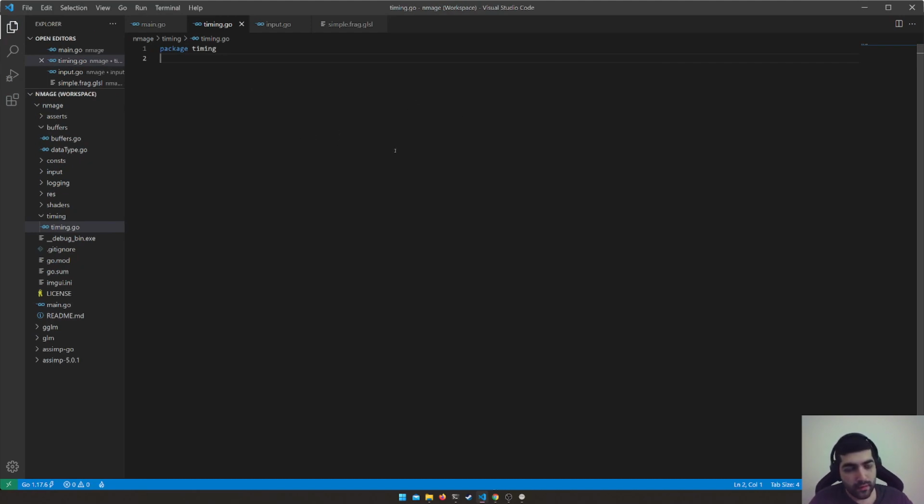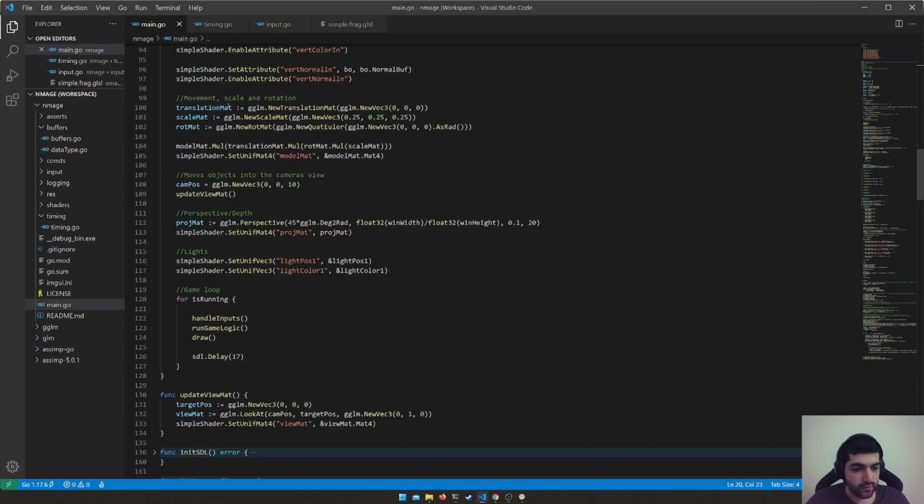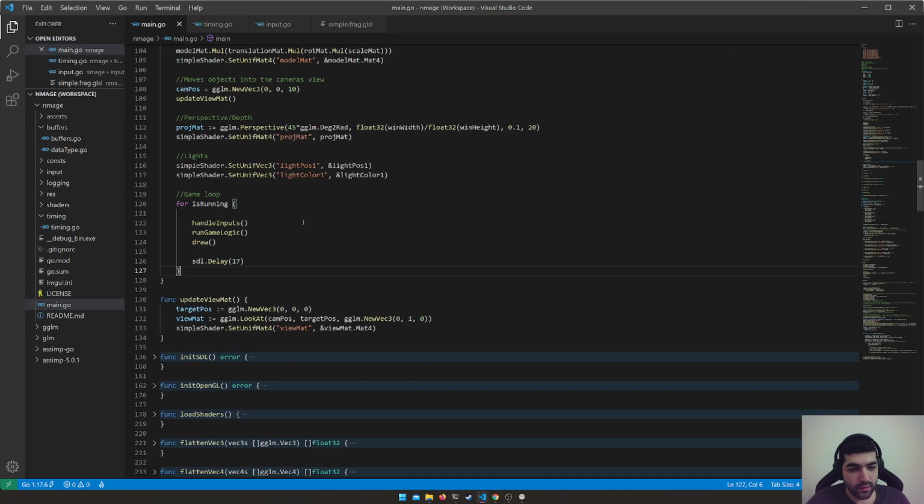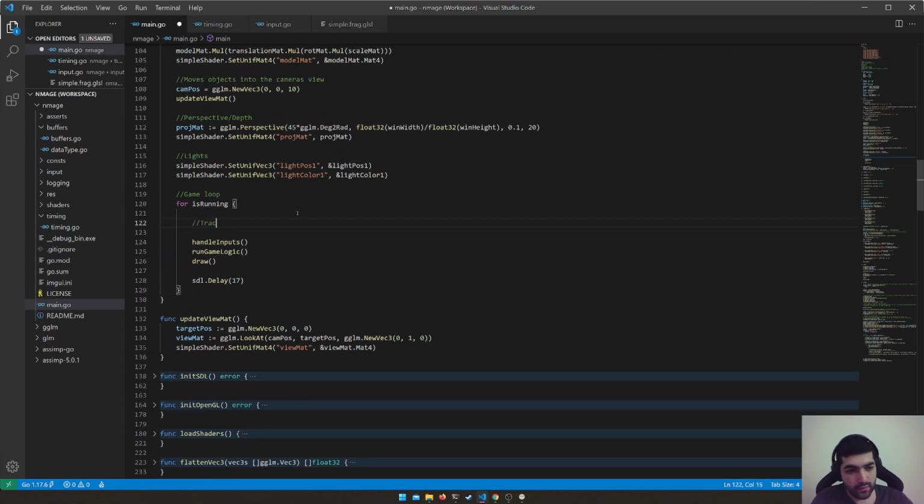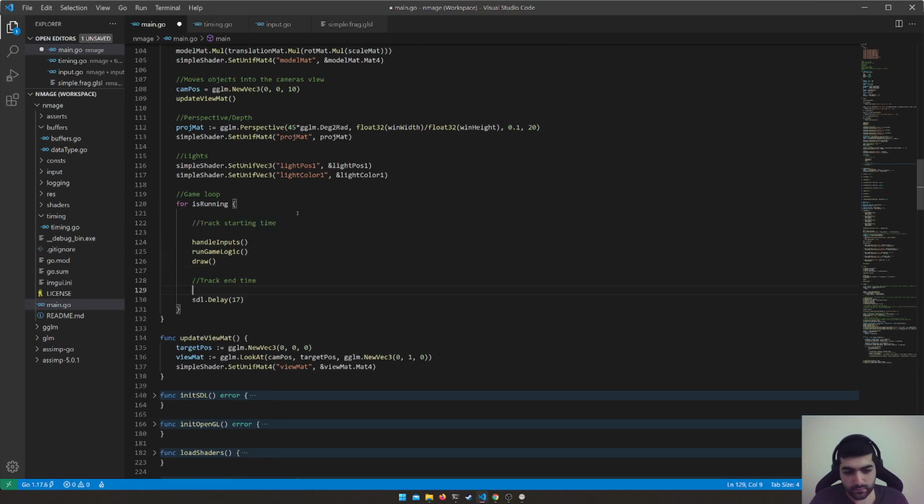Okay. So let's see. The place where we want to know the timing is really the game loop. So in here, we need to track the starting time, and then we can remove this, and track the end time, right? So here we need to tell the timing package that a frame has started, and here we need to tell it the frame ended, and it should be able to provide us with variables of what's happening.